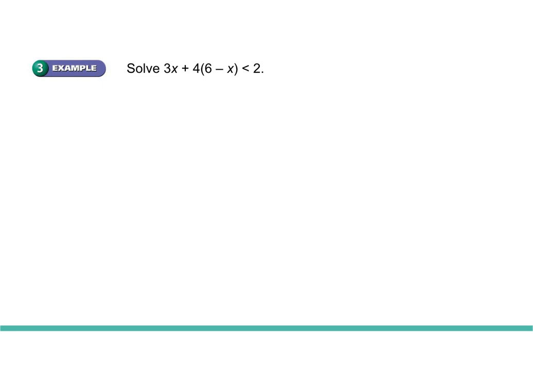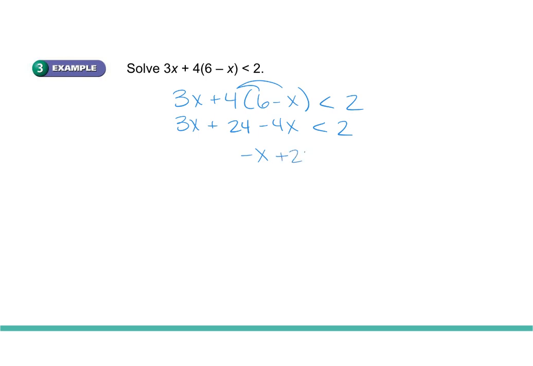All right, so next we're solving an inequality. 3x plus 4 times 6 minus x is less than 2. We're using our multi-step equation steps, so I would distribute my 4. We need to combine our like terms on the same side of the equal sign. So 3x minus 4x, I would have negative 1x. So just negative x plus our 24 still is less than 2.